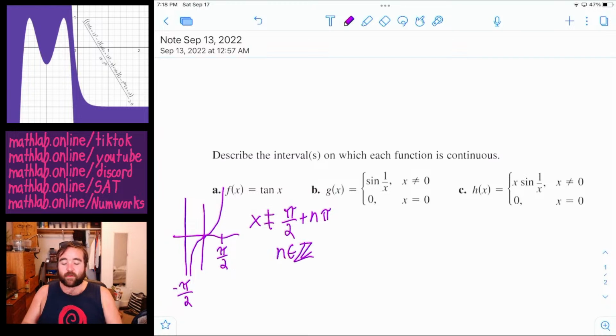So see now, if n is negative 1, it's going to be pi over 2 minus pi. That's negative pi over 2, so that's that asymptote. And that'll clock in every single asymptote. So that's where it's not defined.